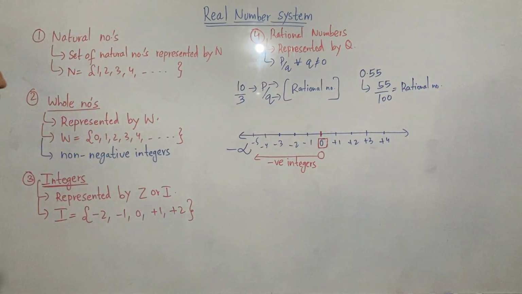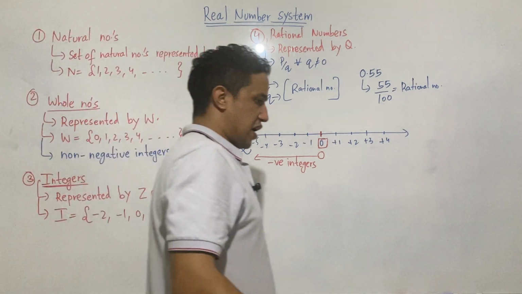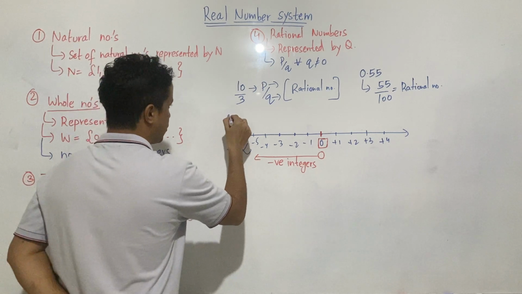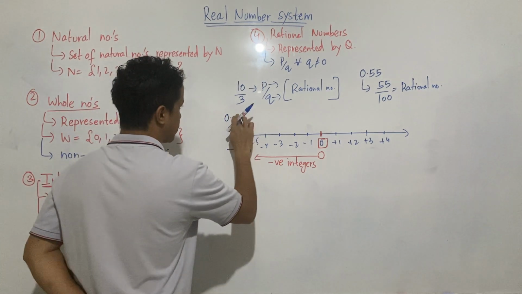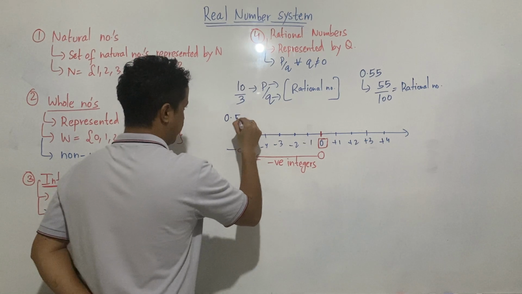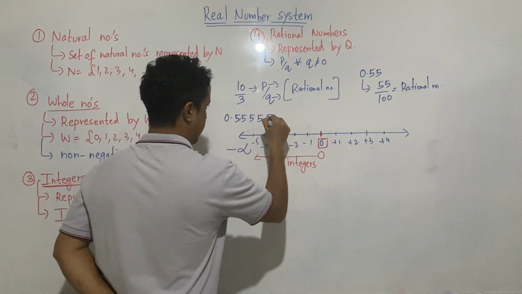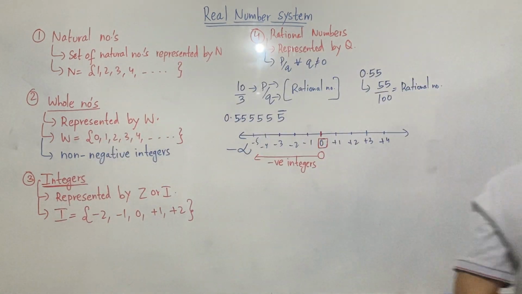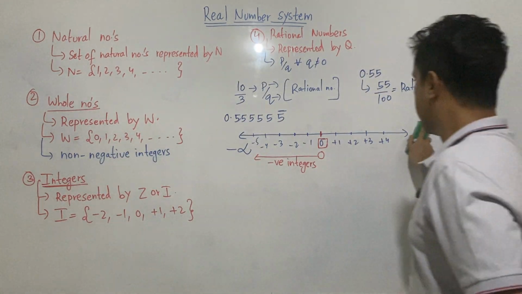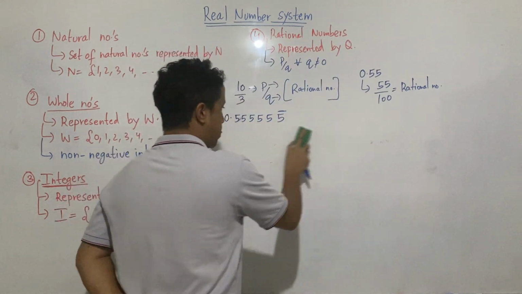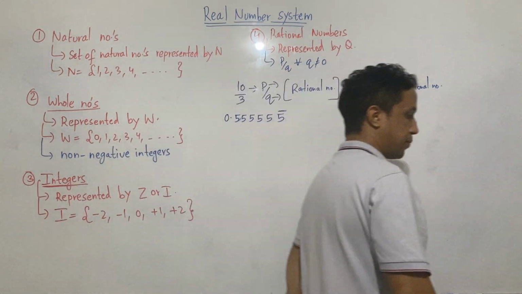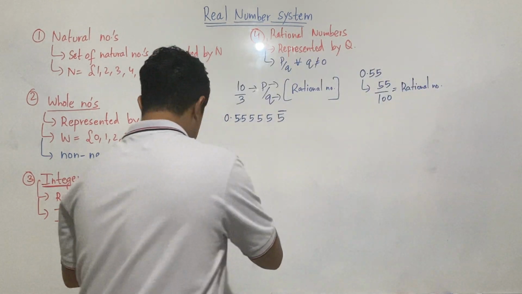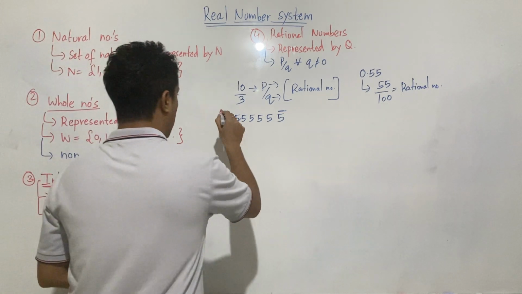Then if you ask me what about this number, for example 0.55555, and I put a bar here. The bar on the 5 means that this is non-terminating and recurring. If you look at this number, what does it mean?